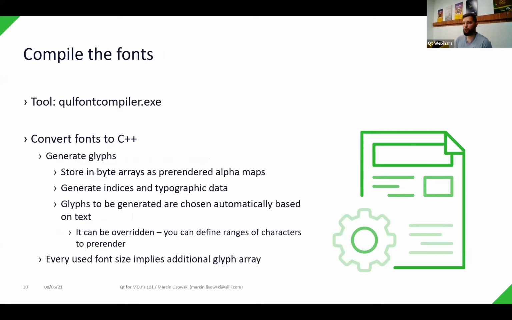Qt font compiler is used to generate the glyphs, and it stores those glyphs as arrays, the alpha maps, normally in the alpha 8 format. You will be able to change that in the future by using new APIs for controlling the font quality, but right now it's only in the alpha 8 format.